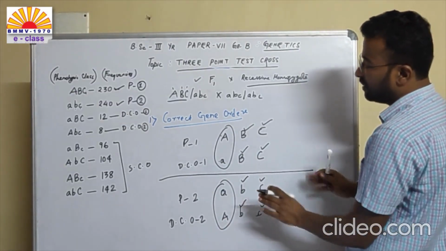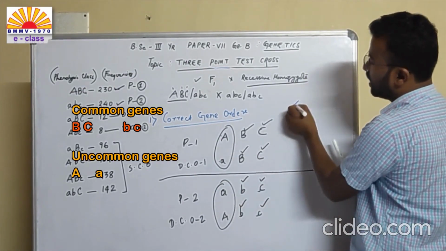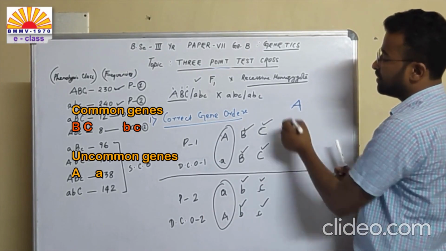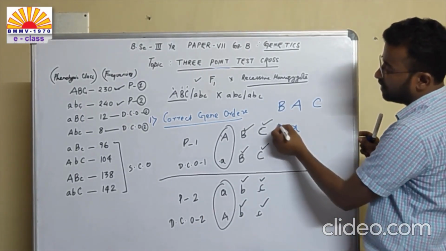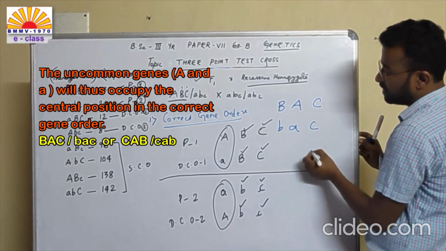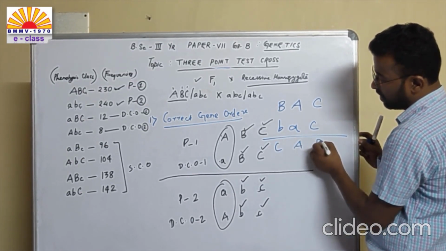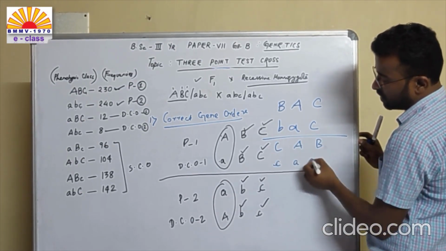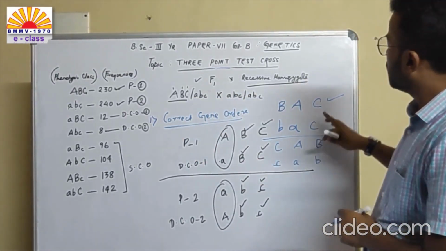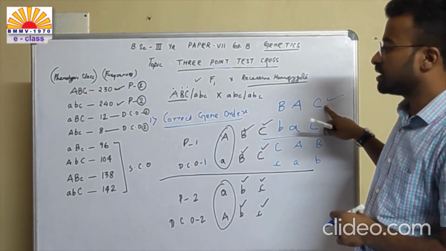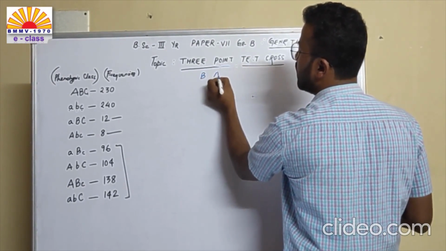So as a rule of thumb, this uncommon gene will always occupy the central place, and the rest of the genes will be on either side. So here it is B, A and C. It can also be C, A, B or small c, small a and small b. For our problem, we are going to take this as the correct gene order. Okay. Now our correct gene order is B, A and C.